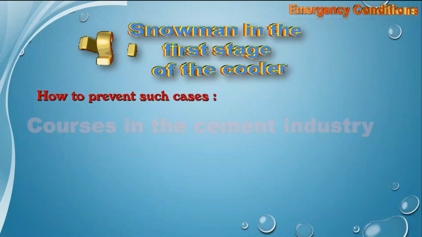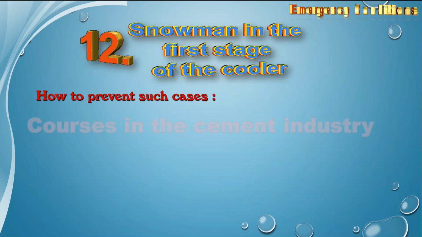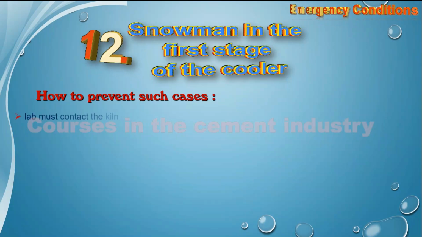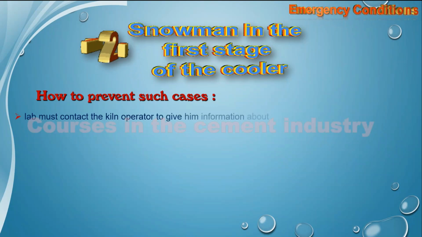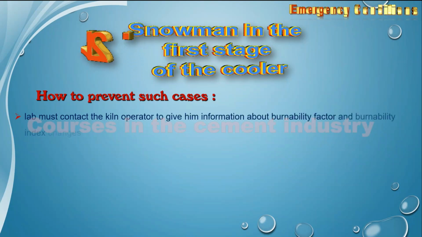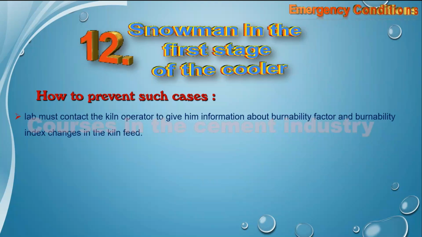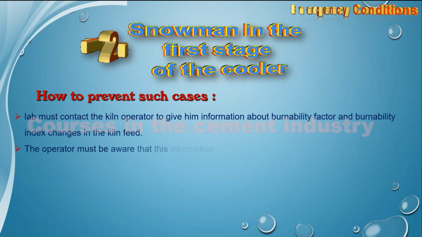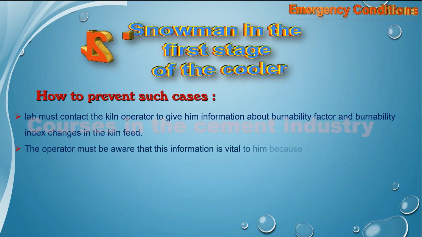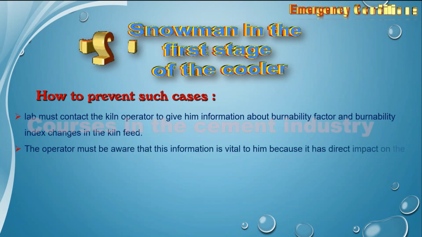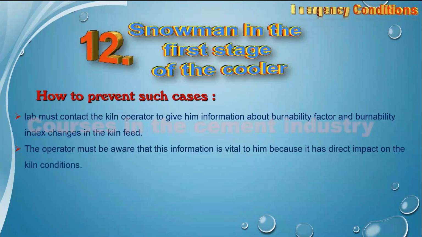How to prevent such cases. 1. The lab must contact the kiln operator to give him information about burnability factor and burnability index changes in the kiln feed. 2. The operator must be aware that this information is vital to him, because it has direct impact on the kiln conditions.